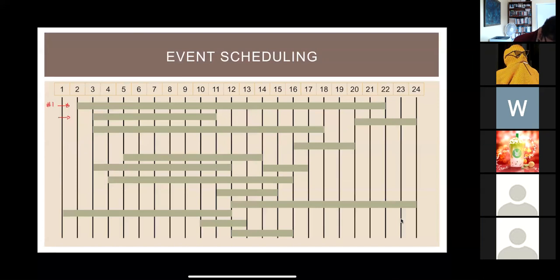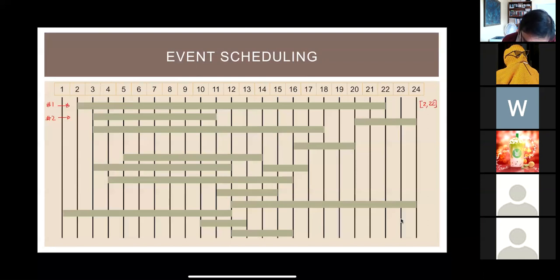This is event number 2. So event number 1 starts at 2 and ends at 22. So it starts at 2 in the morning, 2 a.m., and ends at 2200 hours, let's say 10 p.m. And we can represent it just as an interval, 2, 22.